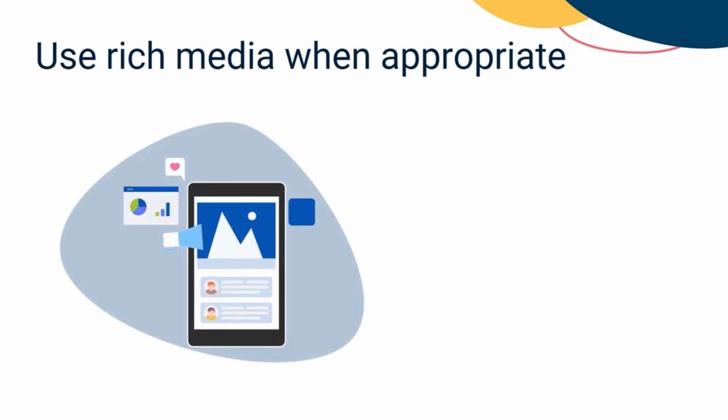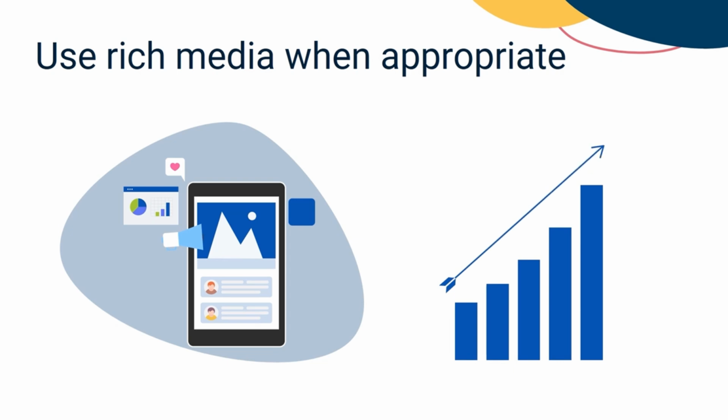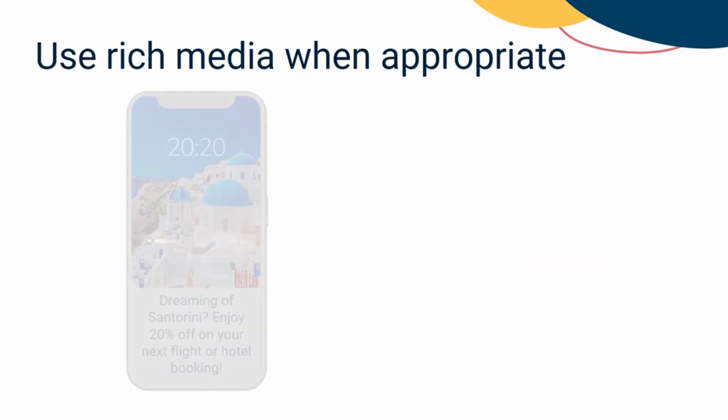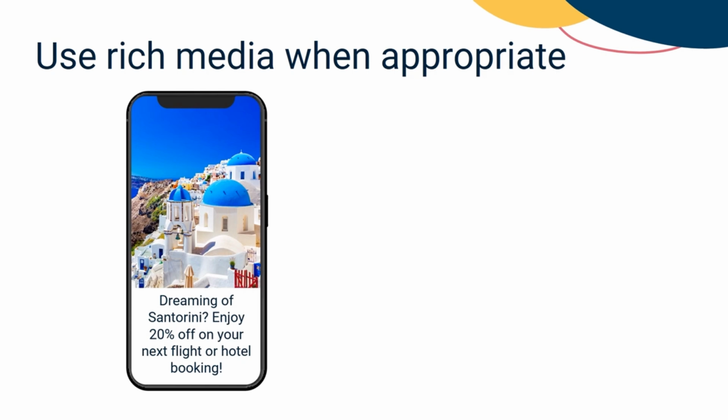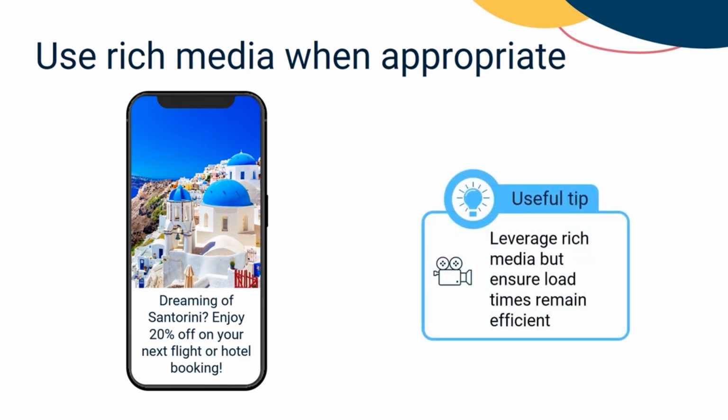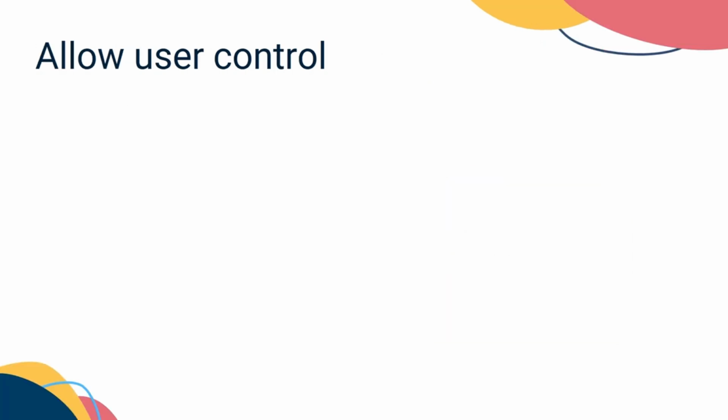Rich media notifications, such as images, videos, or interactive elements, can enhance engagement and make notifications stand out. Consider a travel app, sending a notification with an attractive image of a vacation destination alongside a discount code for flights or hotels. This visually engaging approach makes the notification more appealing and enticing. Here's a helpful tip. Leverage rich media capabilities in your notification system, but ensure they do not significantly increase load times. Let's now focus on the importance of user control.